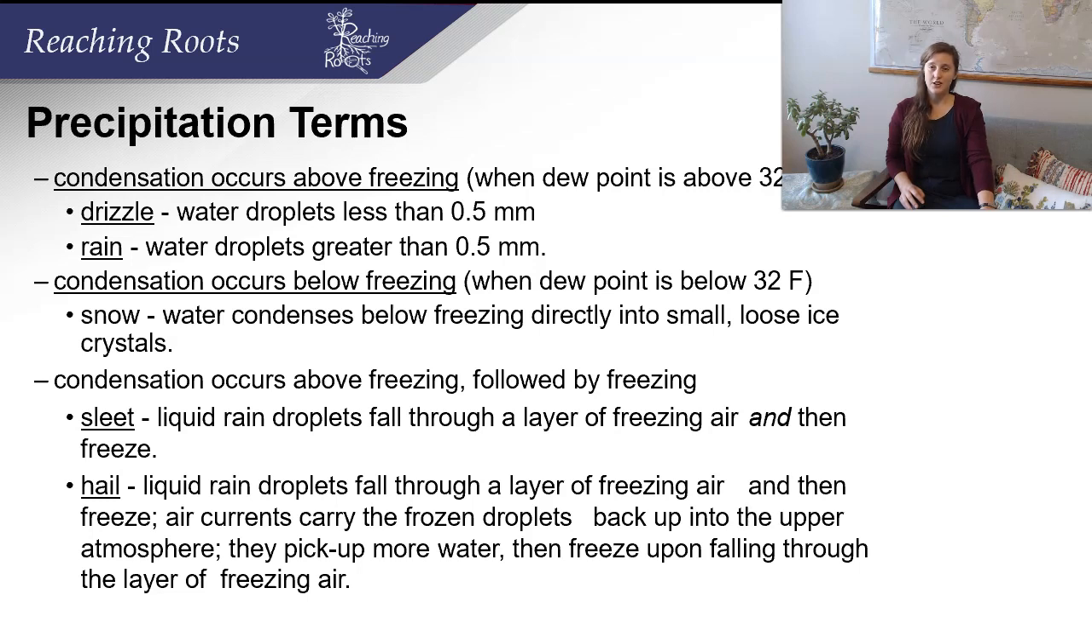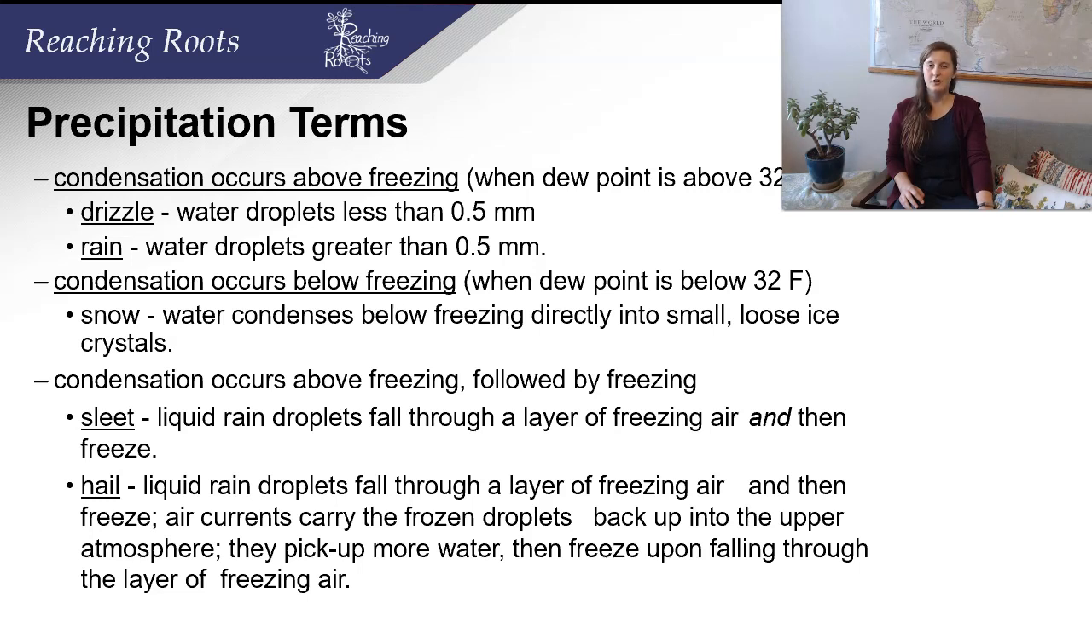We can either get a drizzle, which is small droplets of rain, or we can get larger droplets of water, which we call rain. Basically, if it's drizzling outside and you go outside, you won't get too wet. If it's raining, you will get more wet in a shorter period of time.